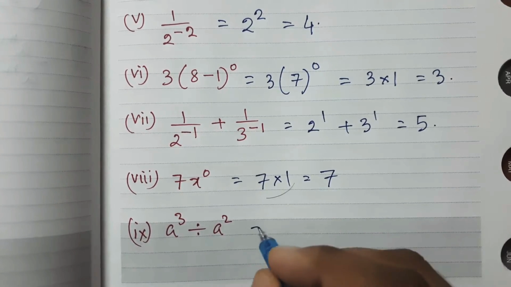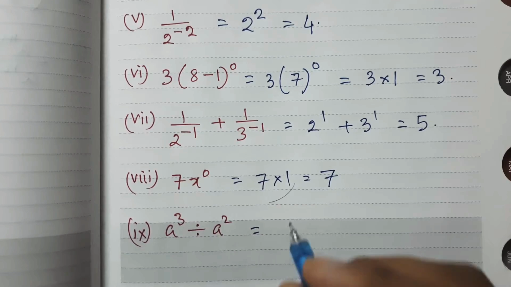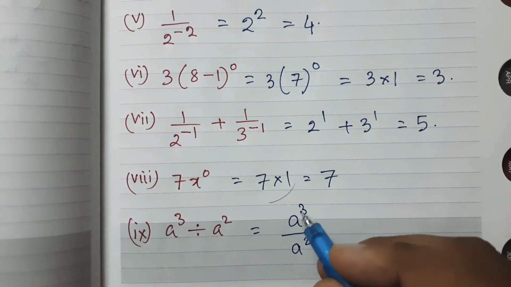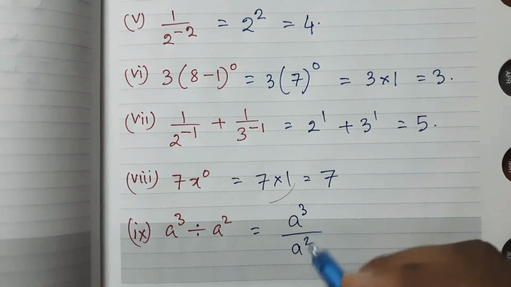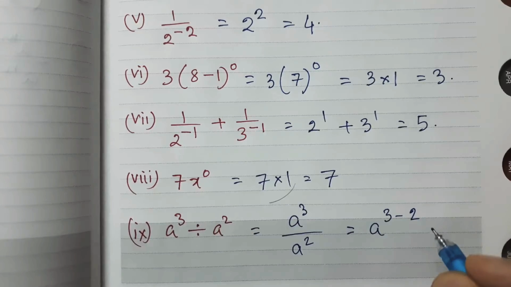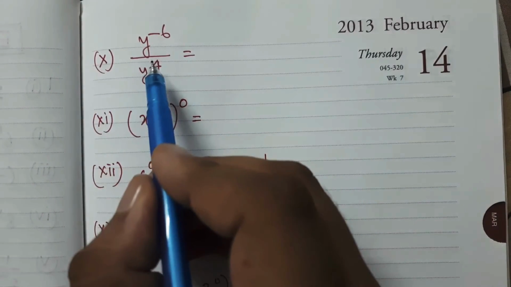This is part 9. So a cube divided by a square. That means we can write it as a cube by a square. Now here formula number 5 will be applicable. So a to the power 3 minus 2, and this is going to be a.